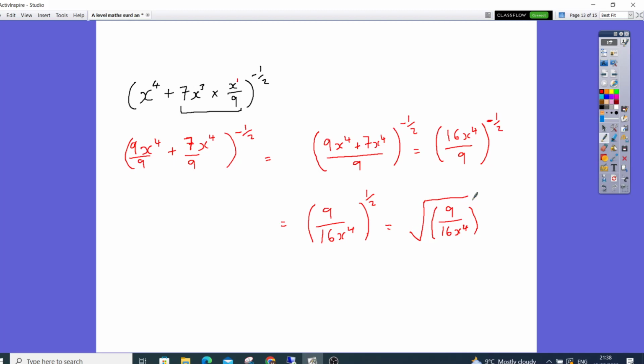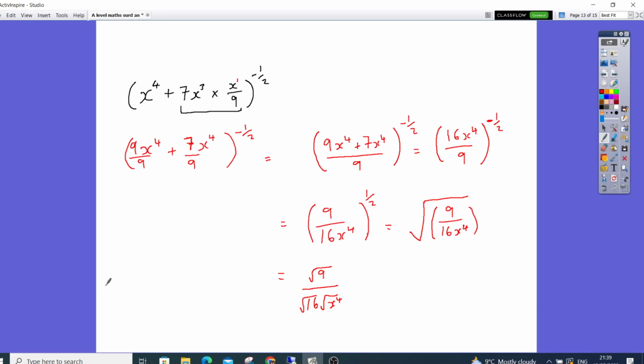Now what we can do with the square root here is take them and square root each one. So I could square root the 9, square root the 16, and square root the x to the power 4. That's possible. You can square root each one. If it's a product, then square rooting each one is the same.